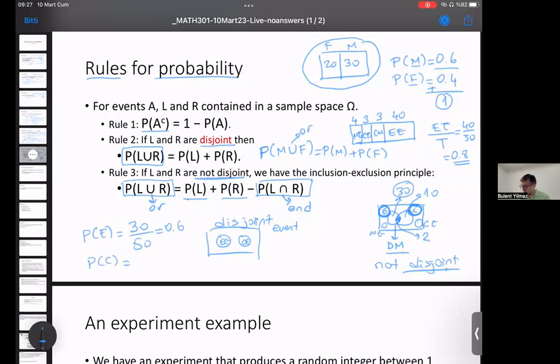Computer engineering students will be 10 over 50, which is 0.2. And the probability of obtaining electrical and computer engineering students will be 2 over 50, which is 0.04. Okay. In order to find the probability of obtaining an electrical or computer engineering student, it will be 0.6 plus 0.2 minus 0.04, which is equal to 0.76.